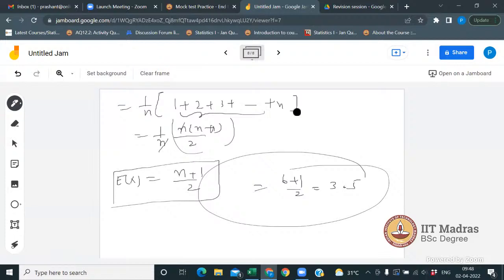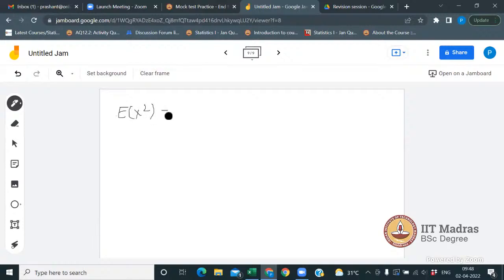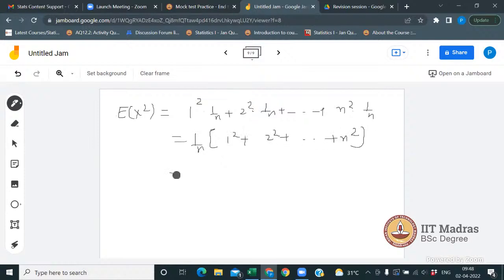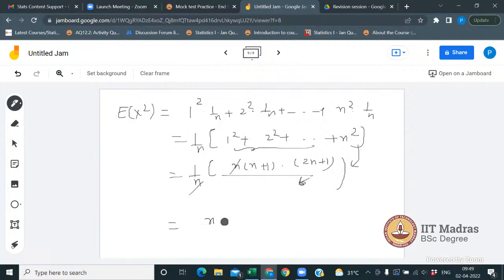So this is the expectation. What about variance, sir? For variance, you can calculate the expectation of x square. It will be 1 square into 1 by n plus 2 square into 1 by n plus so on plus n square into 1 by n. Then 1 by n is common, 1 square plus 2 square plus so on plus n square. And this quantity you have to remember: the sum of the squares of n natural numbers is n into n plus 1 into 2n plus 1 divided by 6. The n will be cancelled out, and you will get n plus 1 into 2n plus 1 divided by 6.